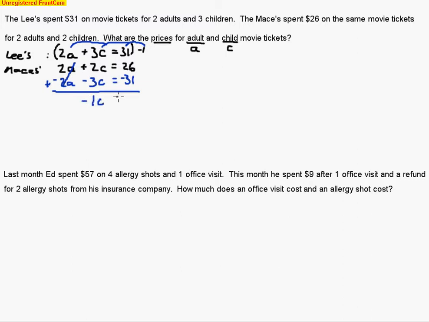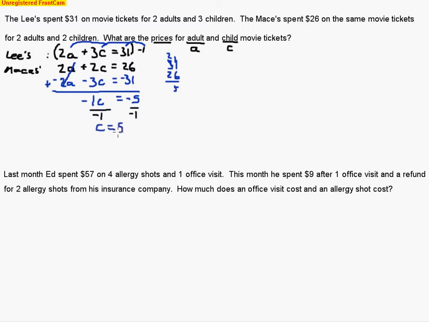-1c equals, and careful on this one, they're opposite signs. Make sure you put the bigger number on top when you do subtraction, or else you might end up doing the problem wrong. So we have to borrow here, and then we have to do 11 minus 6, which ends up being 5. So that's going to be -5. So one step to go, and that's to divide by -1, both sides. So what I'm left with is c equals 5.